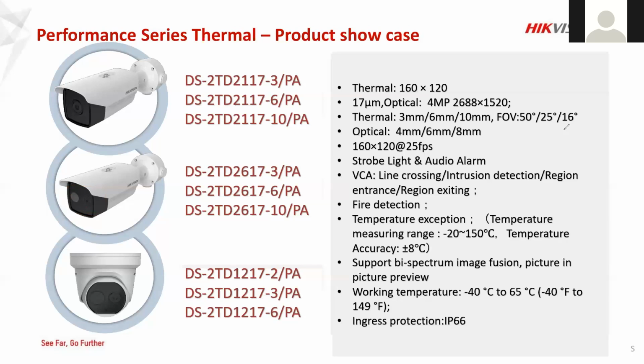The resolution is 160 by 120. And we have thermal lenses of 2mm, 3mm, and 6mm. And except that, we can detect line crossing, intrusion, and region entry and exit as well. The temperature accuracy is plus or minus 8 degrees. The temperature measuring range is minus 20 to 150 degrees. And you can see the frame rate is 25 frames per second. And I think Yasanta will explain better than this, isn't it, Yasanta?